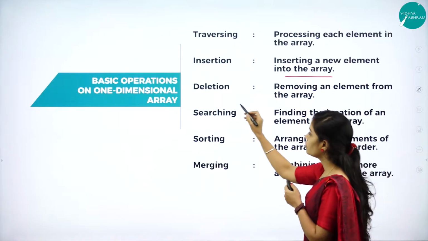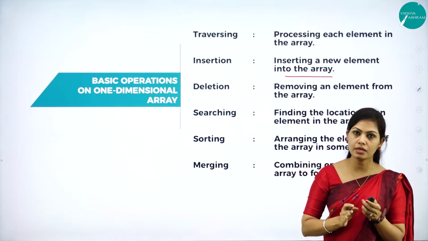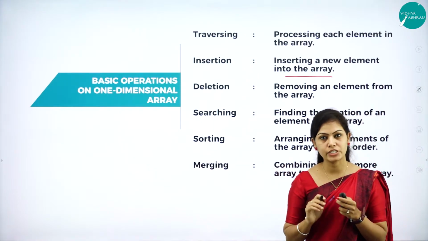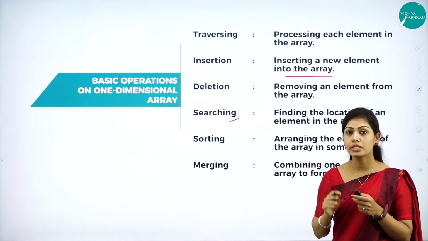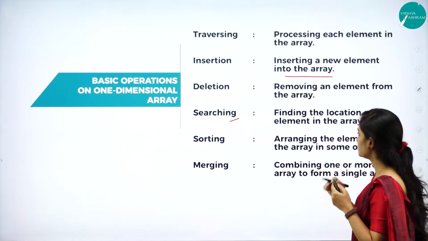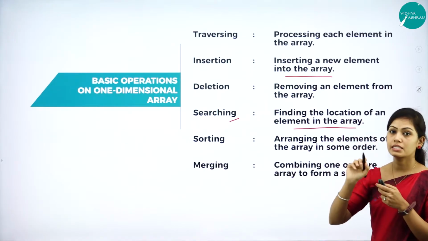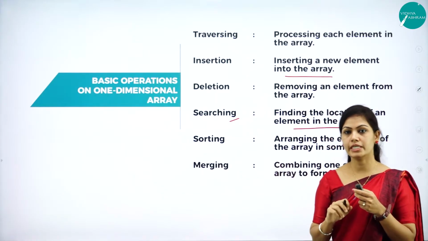And next we have deletion. Deletion means removing an element from the array. Removing an element from the array is called the deletion operation. And next we have searching. Searching means searching for an element in the array, finding the location of an element in the array.